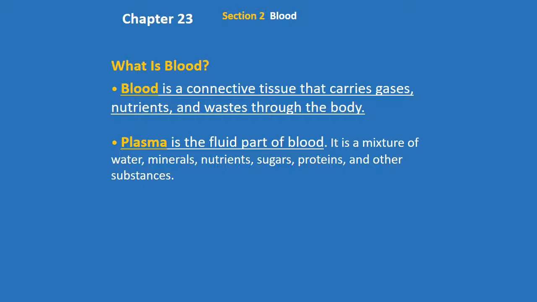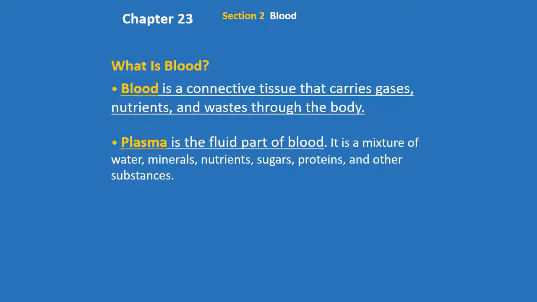So the walls of your blood vessels are very thin, and they allow this diffusion to take place, this absorption of water, minerals, nutrients, sugars, and proteins. And where is your blood going to take that to? Your cells. Thanks, Lisa. Gosh, you got it. Good job. The cells. Your blood is going to take all that to your cells.